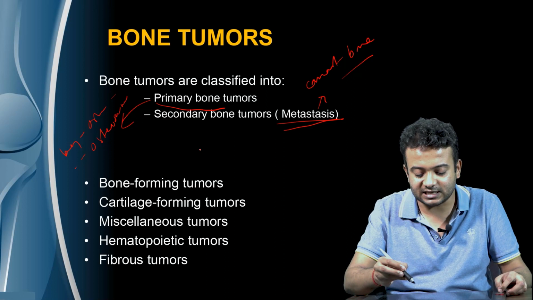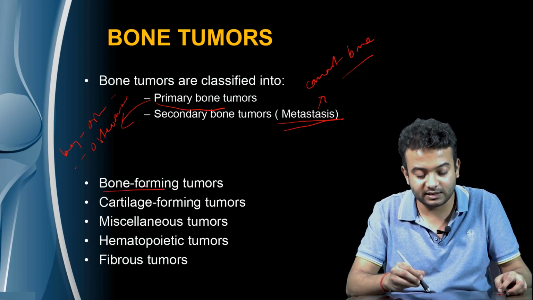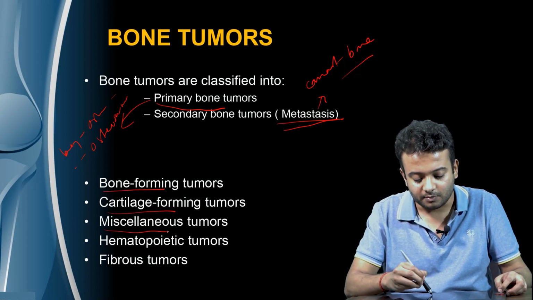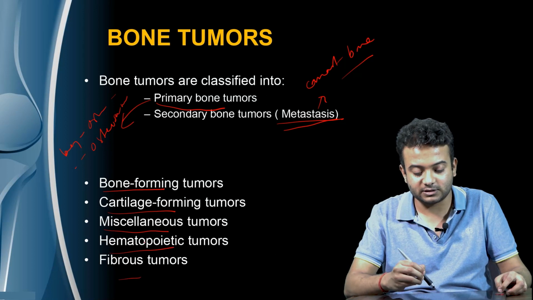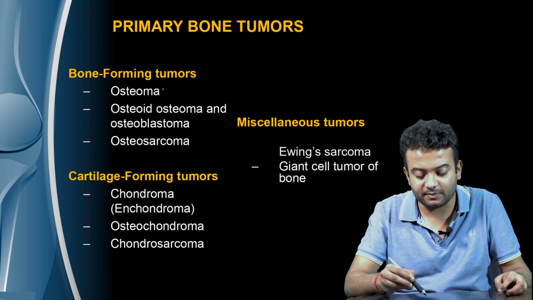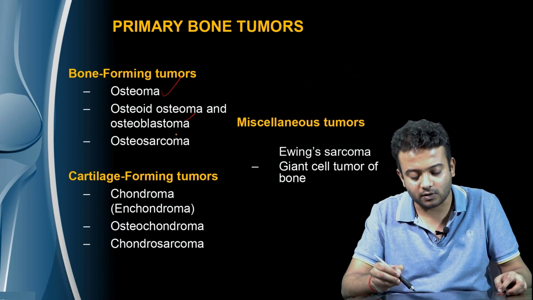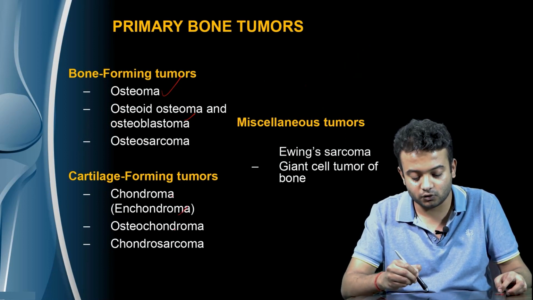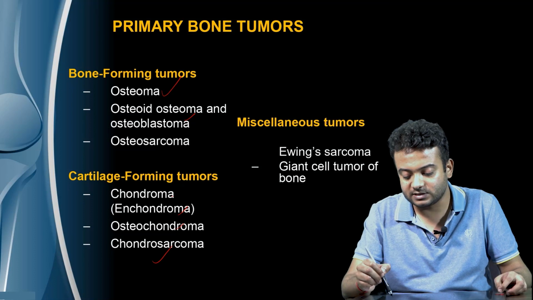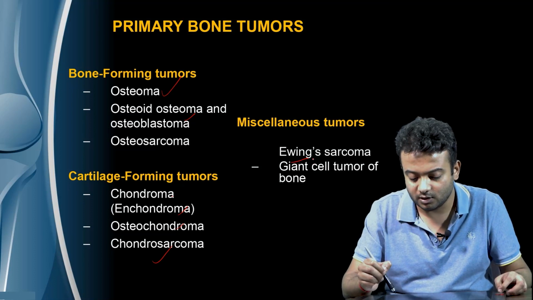So bone tumors are classified as bone forming type, cartilage forming type, miscellaneous type, hematopoietic type, or fibrous type. The bone forming types are osteoma, osteoid osteoma, osteoblastoma, osteosarcoma. The cartilage forming types can be chondroma, enchondroma, osteochondroma, or chondrosarcoma. Miscellaneous types can be Ewing's sarcoma and giant cell tumor.